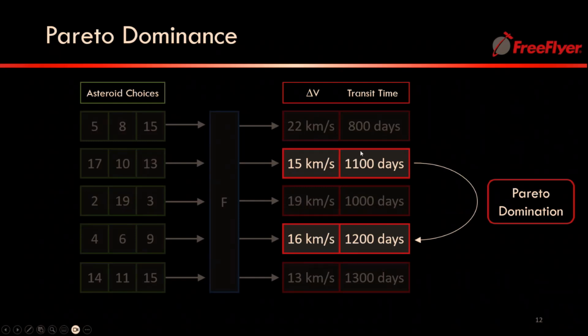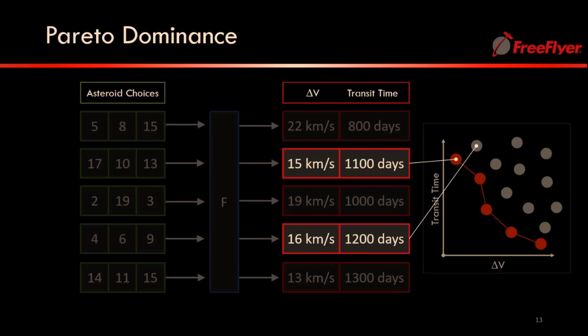Specifically, solution number 2 here in the list dominates solution number 4 because both of the objectives are better. Specifically, we have a lower delta V and we have a lower transit time. So there's no reason for us to choose solution number 4 over solution number 2, because all of the objectives are worse. And going back to our Pareto front diagram, this dominating solution number 2 corresponds to a point in the Pareto front, whereas the dominated solution number 4 corresponds to one of these gray points.